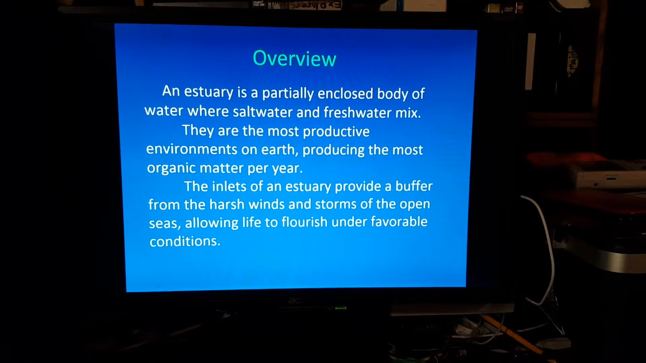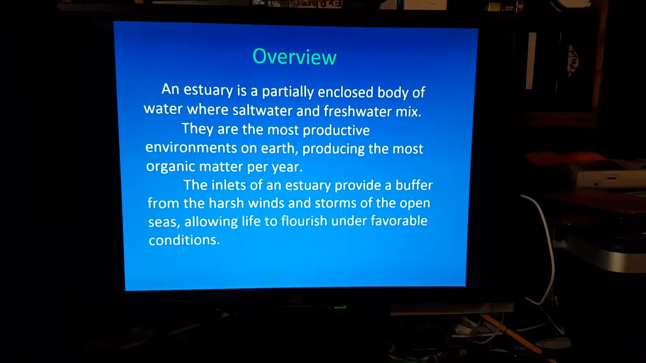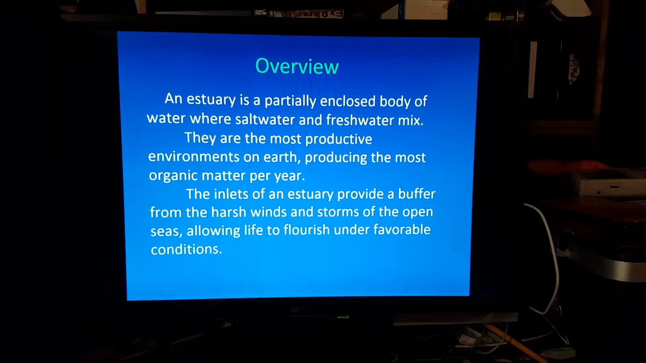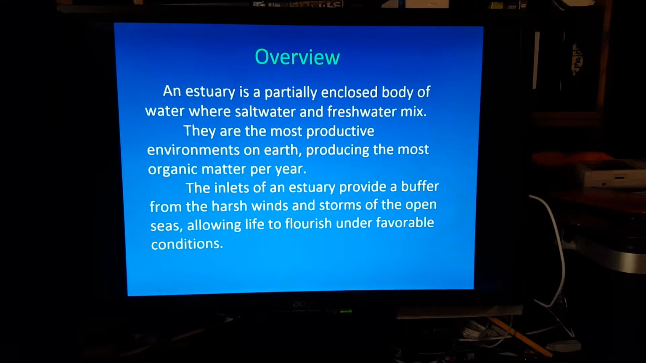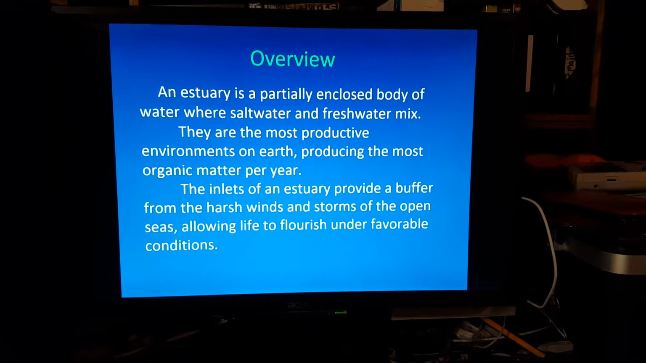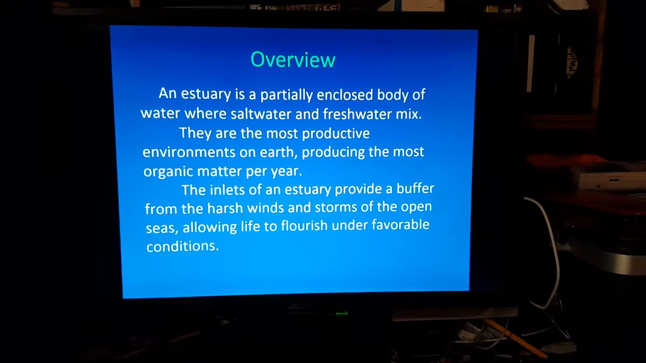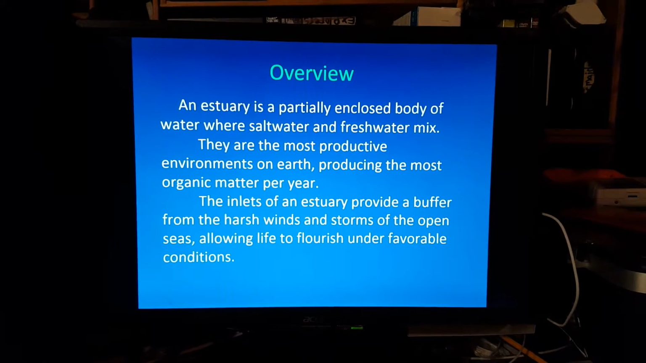Estuaries are one of the most productive environments on Earth. They produce lots of organic matter per year, which is very suitable for fish because organic matter means food, which is essential for life. This also creates a place for fish to stay safe from other predators. And not only does an estuary keep their stomachs full, but it also keeps them safe during storms. Harsh winds and waves from the open sea are most likely stopped, which allows life to flourish.